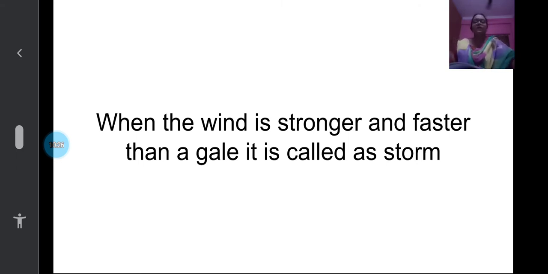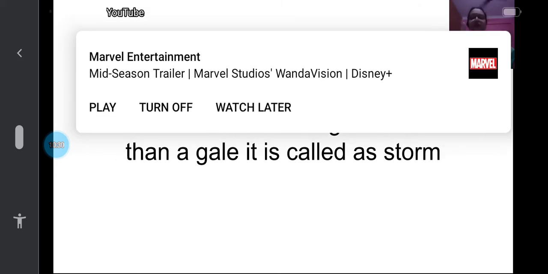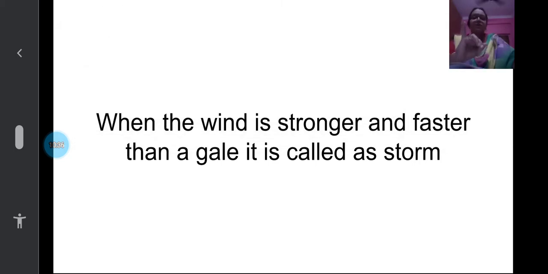So we learnt about air. Air is all around us. We can feel the air. Then we learnt that air, when it is moving, is called the wind. When wind is gentle, it is called the breeze. Then when it is even faster than the breeze, it is called a gale. And when it is faster and stronger than the gale, it is called the storm. And what can a storm do? A storm can uproot the trees, and it can also blow off rooftops.